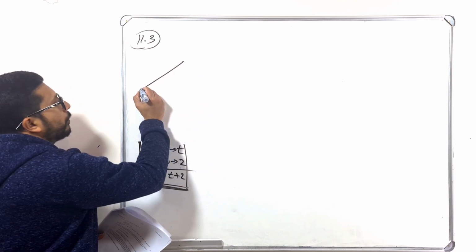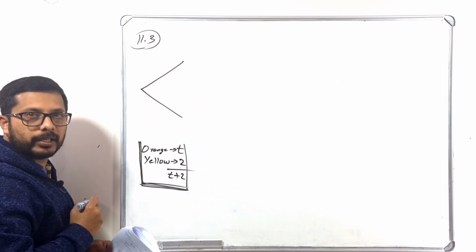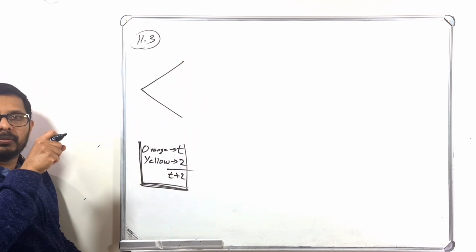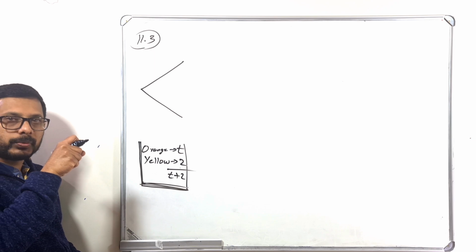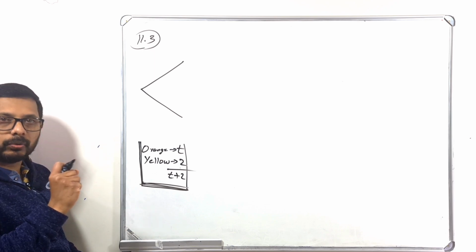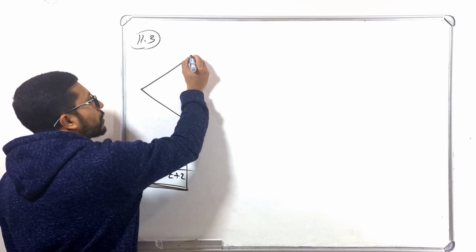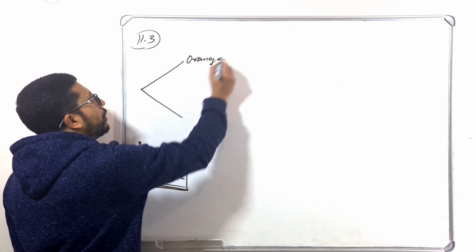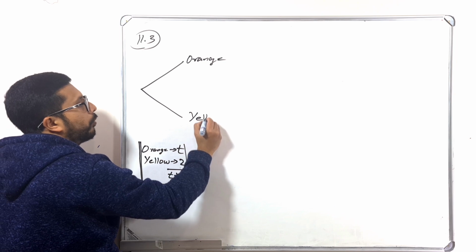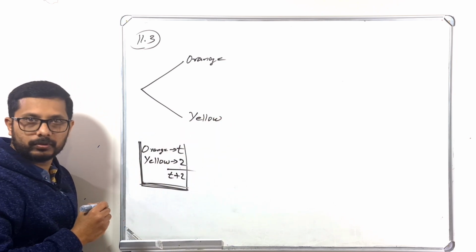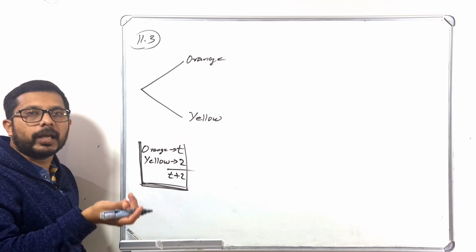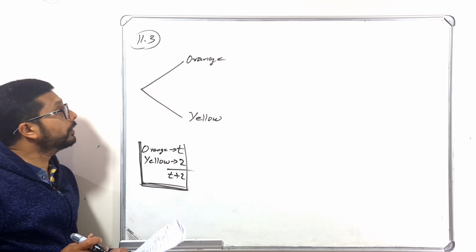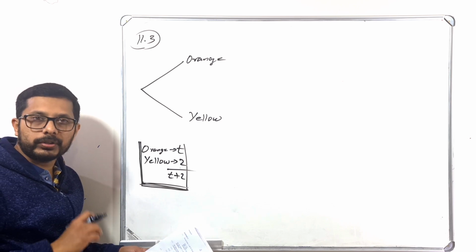Now maybe you remember how to draw a tree diagram. So there are 2 options. First, I'm going to take one ball, the first ball. How many options do I have? Maybe I will get an orange or a yellow. That means for the first choice, either an orange ball or a yellow ball. Then the second time, assume that I got an orange ball.